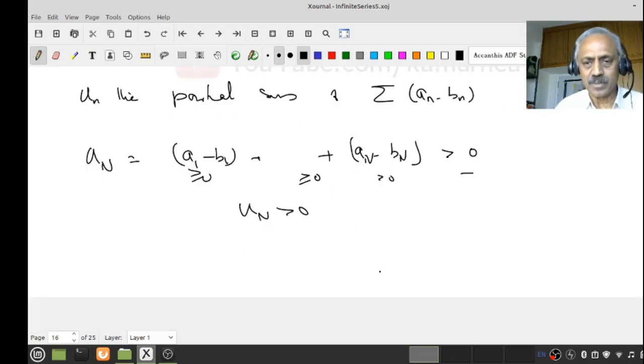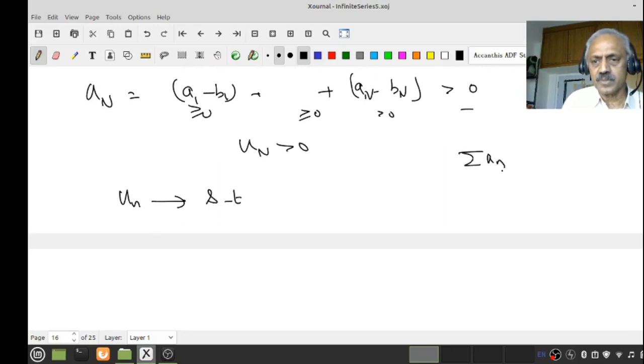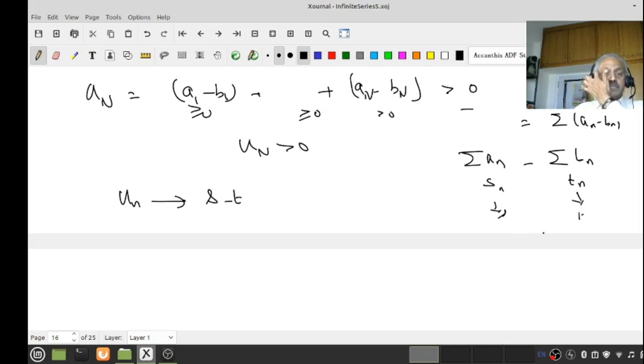This is more than enough now. Now, where do Un converge? Un converge to S minus T, because this series is convergent to S, that is, its partial sums Sn converge to S. This series Bn, its partial sums are Tn, that converges to T. Therefore, this minus this is nothing other than the series An minus Bn. Okay, that converges to S minus T.